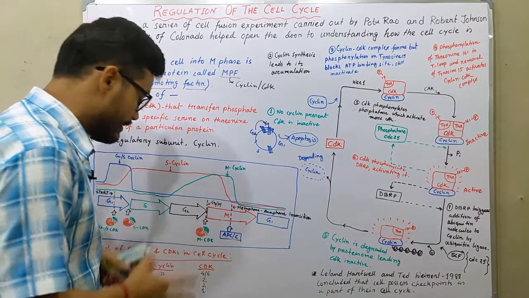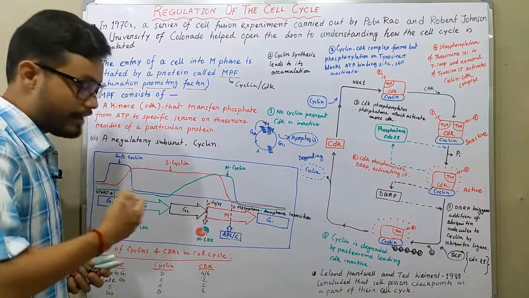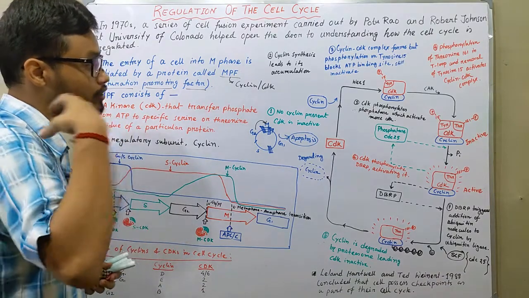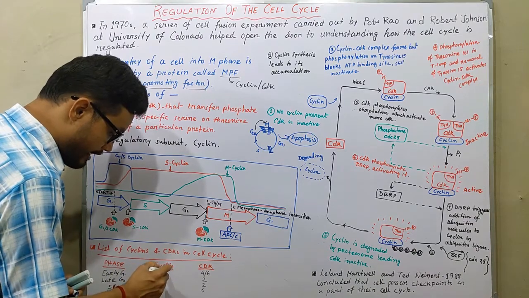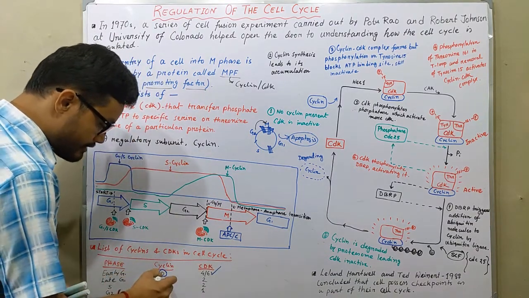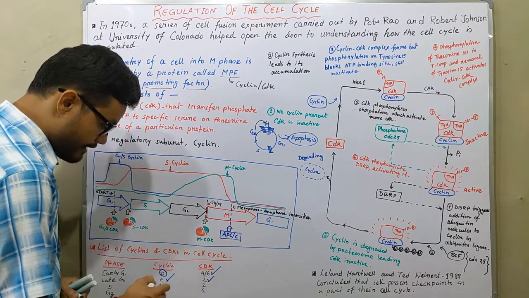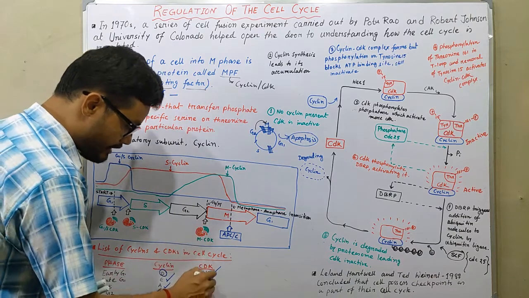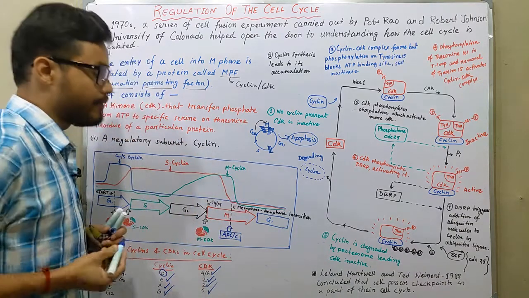Here I gave a chart of the cyclins and CDKs that help the cell to complete the cell cycle. In early G1, cyclin D is activated along with CDK4 or CDK6. In late G1, cyclin E is activated with CDK2. In S phase, cyclin A is activated with CDK2, and in G2 phase, cyclin B is activated with CDK1.